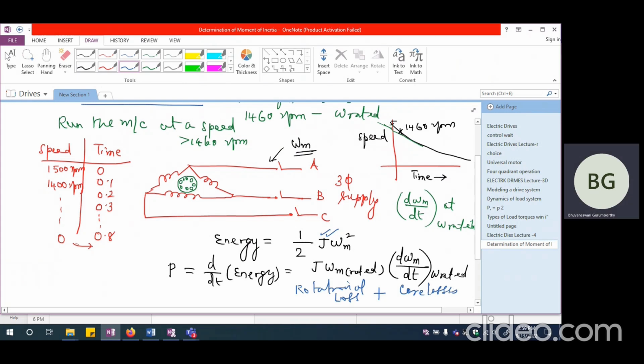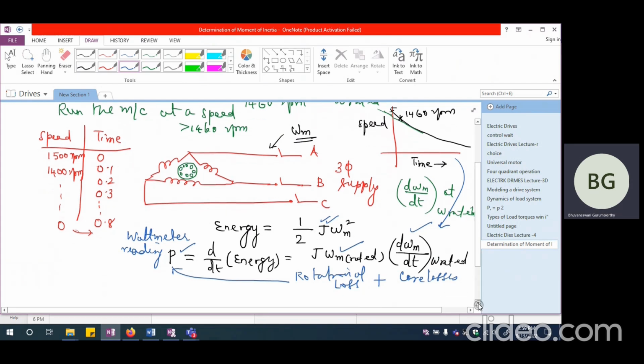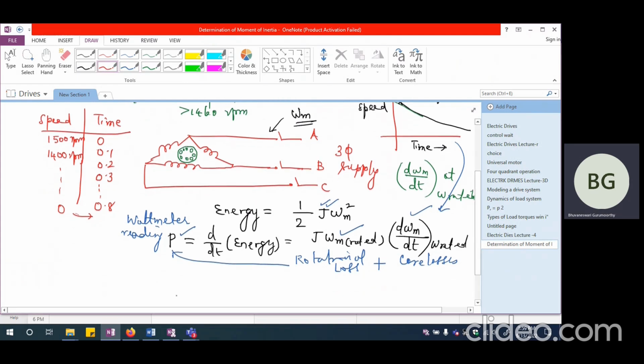But it's very difficult to segregate these two. Assuming that the core loss is really, really small, we can attribute this entire thing to the rotational loss. So we are going to say this is P, whatever is the wattmeter reading that you have noted down under no load condition. We already have d omega m by dt from this retardation curve. We know what is omega m and we have the wattmeter reading P, from which we should be able to calculate what is moment of inertia.